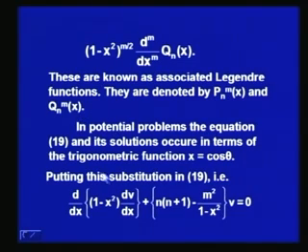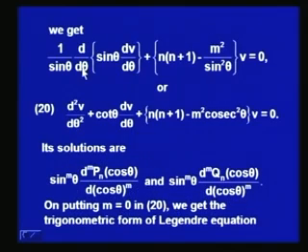In the potential problems, the equation 19 and its solutions occur in terms of the trigonometric function x equal to cos theta. So, let us put x equal to cos theta in the equation 19. The equation 19 we can write alternatively in this form: d over dx of 1 minus x square into dv by dx plus n into n plus 1 minus m square over 1 minus x square into v equal to 0. So, now if we put x equal to cos theta in this equation, we shall see that we get the following: 1 over sin theta d over d theta of sin theta dv over d theta plus n into n plus 1 minus m square over sin square theta into v equal to 0.